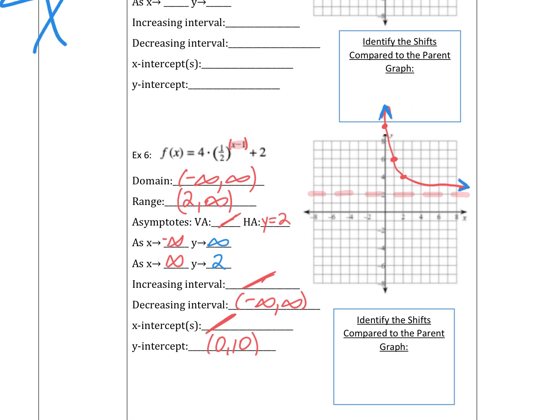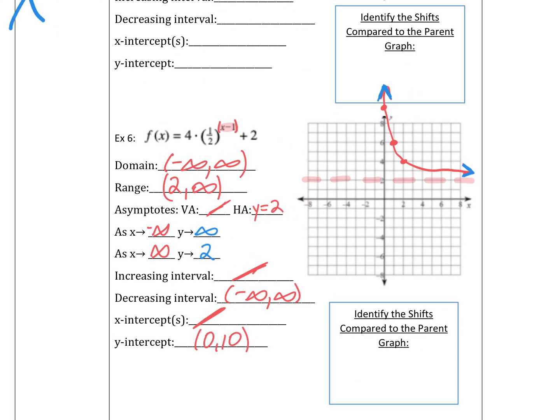Okay, so moving right along now. These were the exponential graphs, correct? Yes. What is the inverse of an exponential? Log. Oh, so what do you think we're graphing next?